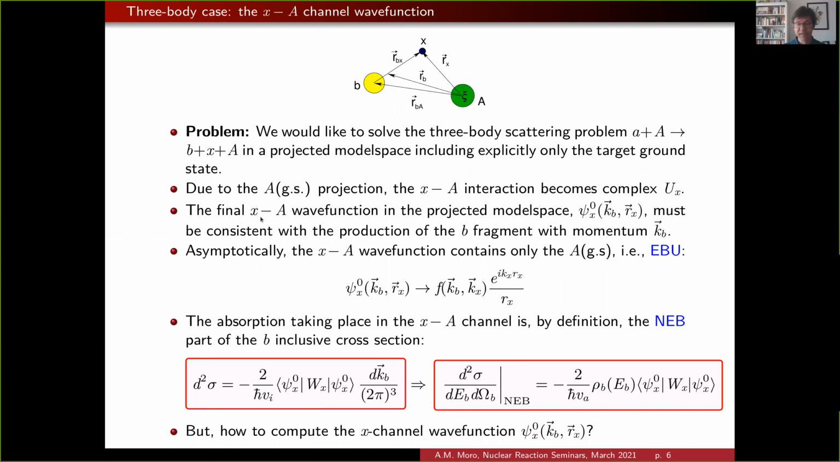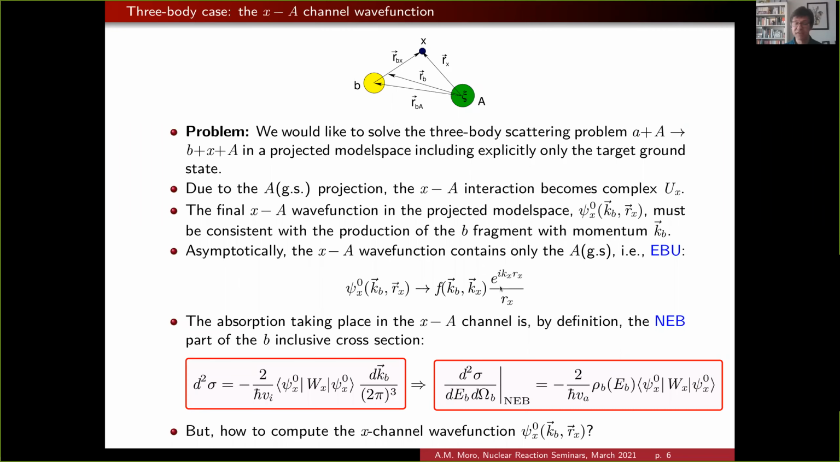Now we are interested in a specific final state that consists in the fragment B surviving, and this fragment B, the one that we observe, with some momentum. So this will be detected with some energy and some angle. So we have to solve this effective channel function X subject to this constraint, to this condition. So as in the two-body case, asymptotically, this XA wave function contains only the ground state by construction, by definition.